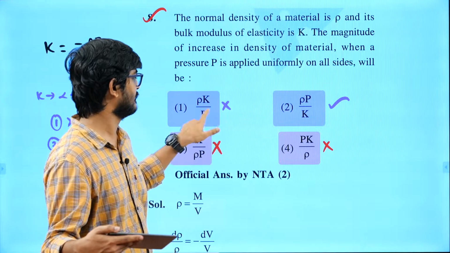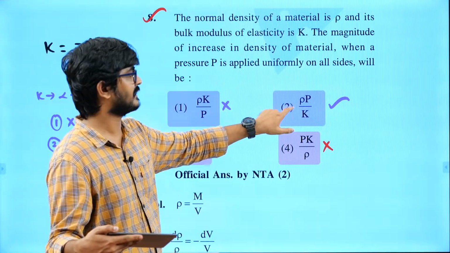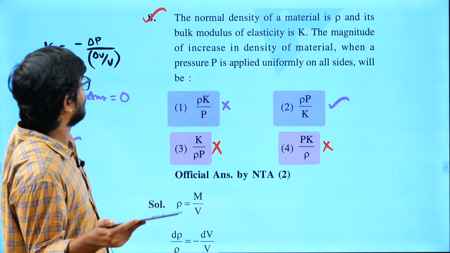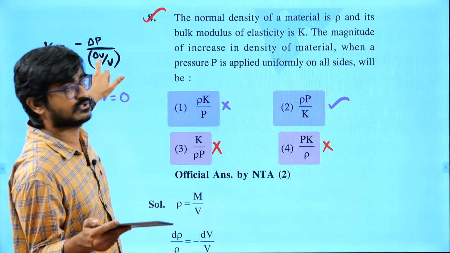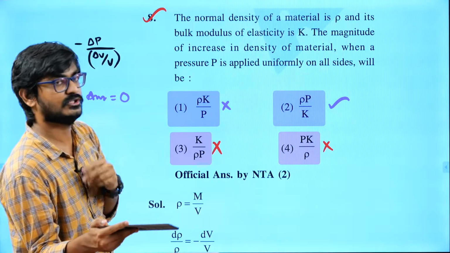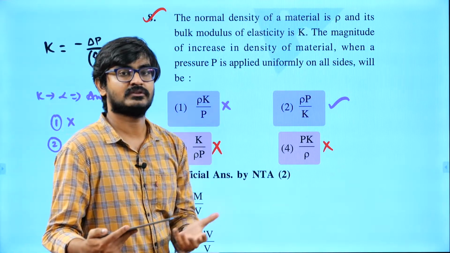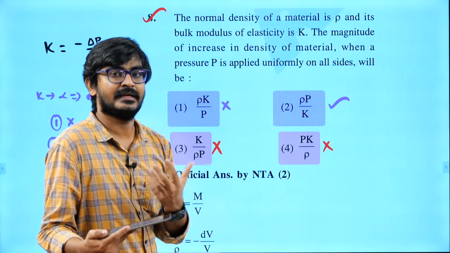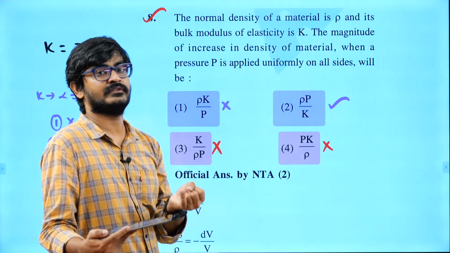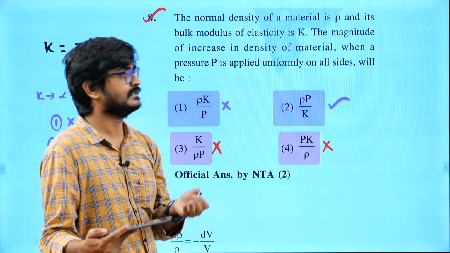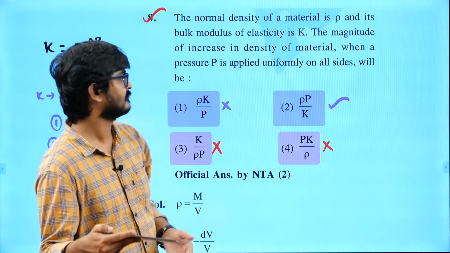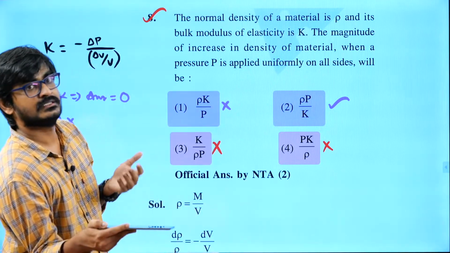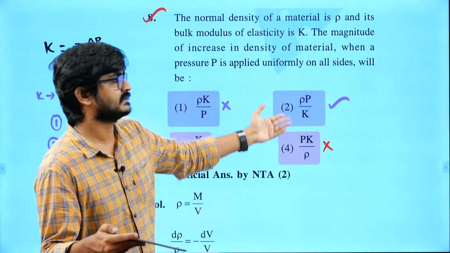Now how did I eliminate this and mark this as the right answer? I have seen what will happen when K tends to infinity. What does it mean by K tends to infinity? Change in volume is 0. No matter what pressure you apply, change in volume is 0. So if change in volume is 0, the meaning is density remains the same. So when K tends to infinity, the answer must turn out to be 0. That is, the change in density has to be 0. Density remains the same. So when K tends to infinity, which of these options is going to be 0?